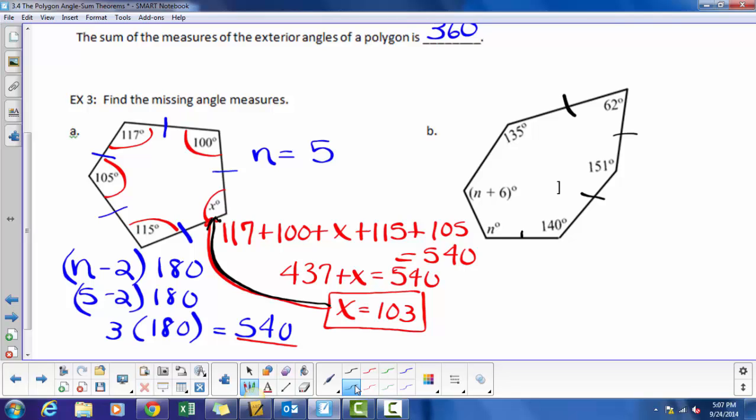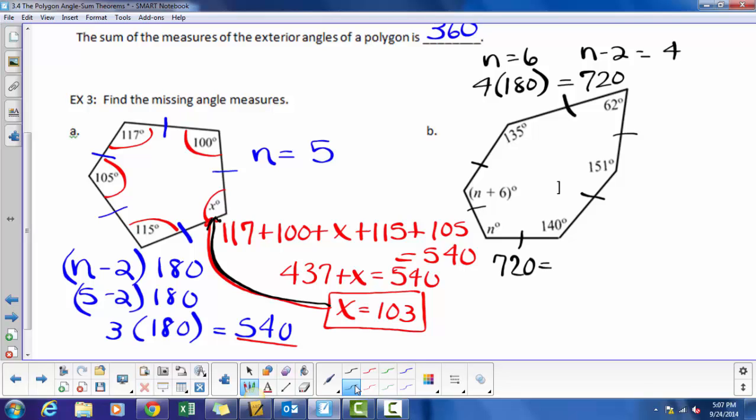1, 2, 3, 4, 5, 6. So n equals 6. So n minus 2 is 4, because 6 minus 2 is 4. 4 times 180 is 720. So the sum of these interior angles must equal 720. So 720 equals 140 plus 151 plus 62 plus 135 plus n plus 6 plus n.